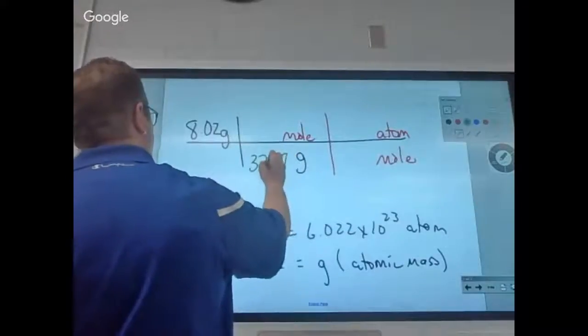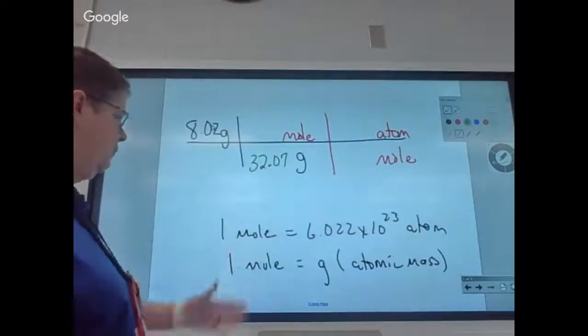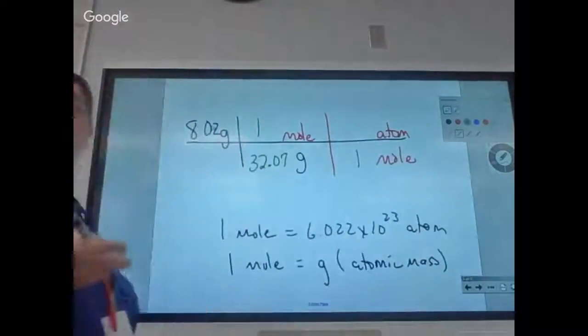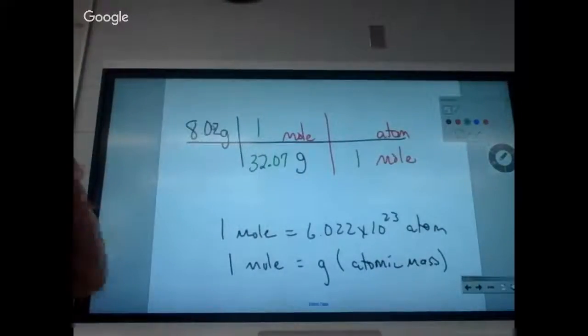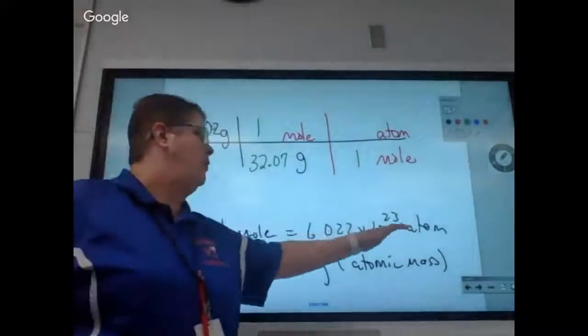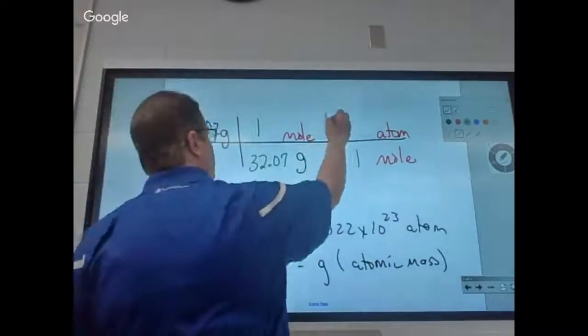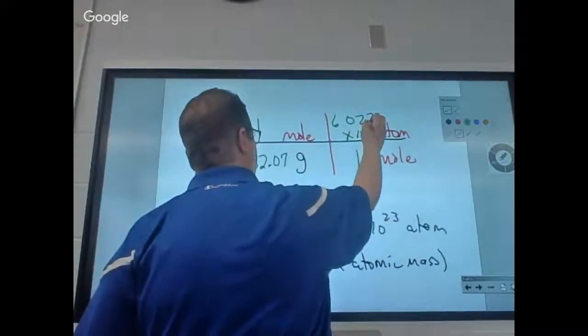Now, I would imagine everybody in the room has figured out at this point what is beside moles every time? Ones. Now, eventually, moles will not be ones. But we're not there yet. We will get there in the next few weeks. So, atom, what will it always have? Atom always has what beside it? Avogadro's number. So 6.022 times 10 to the 23rd.